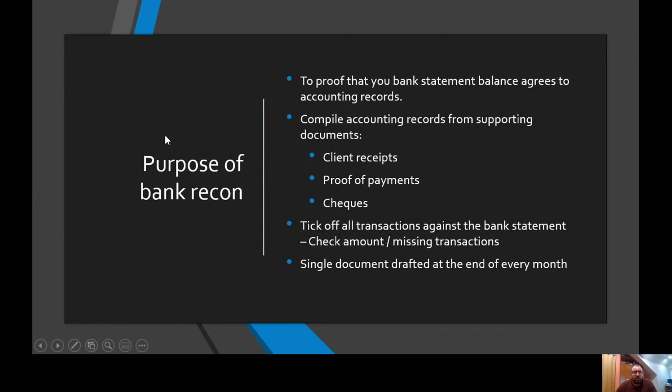So the first question is, what is the purpose? What is the bank reconciliation actually? So the purpose of the bank reconciliation is to prove that our bank statement balance agrees to our accounting records.